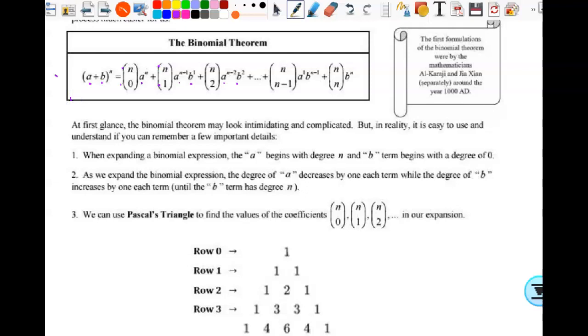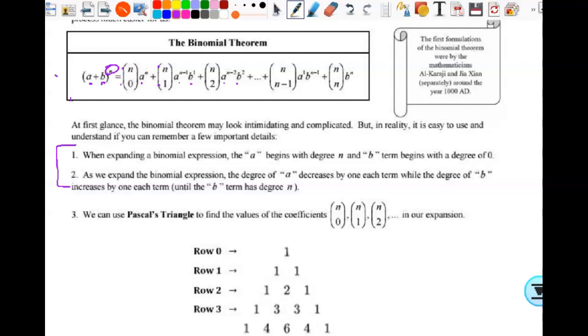It does say at first glance, it may look a little intimidating and complicated, but it's not that bad. Two main things to remember, which will make more sense when we actually do it. When we expand it, the expression a starts with a degree n, whatever n is, and then it decreases by 1. Whatever b is starts with 0, and it increases by 1. Okay? And it becomes very, very easy to do if you do it in the order that I tell you and use the little pattern.